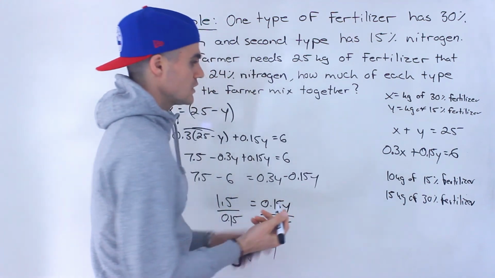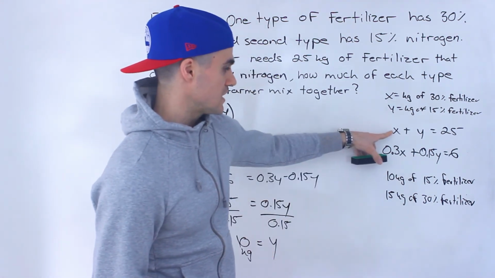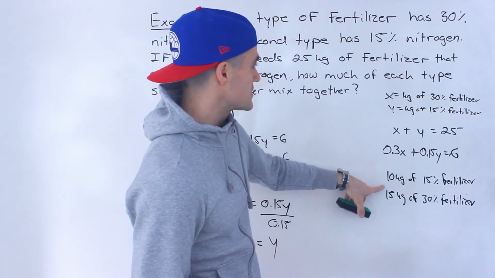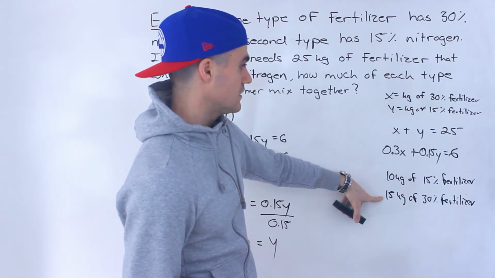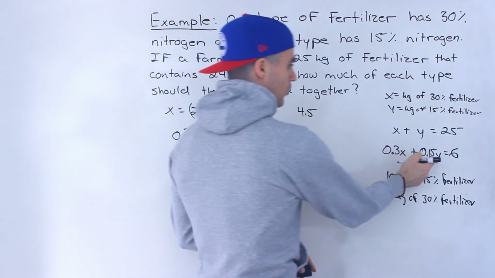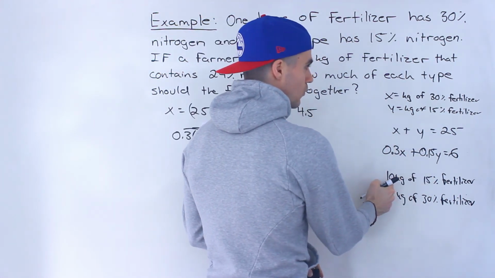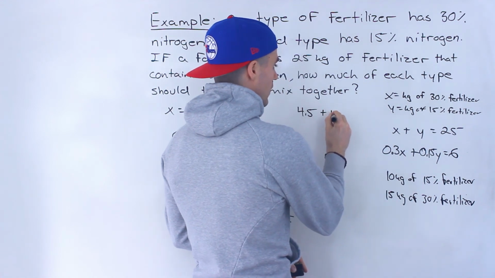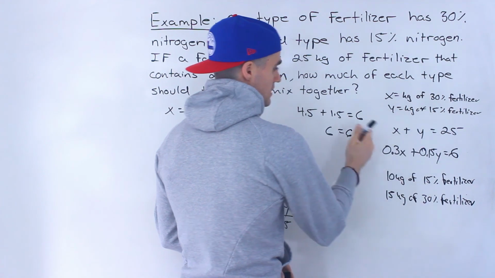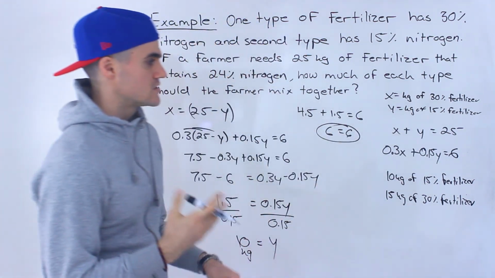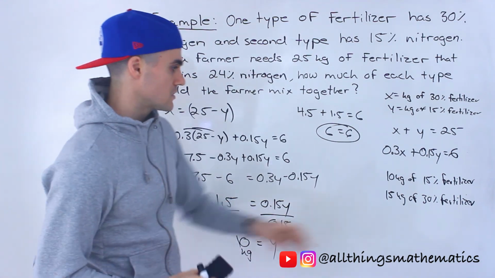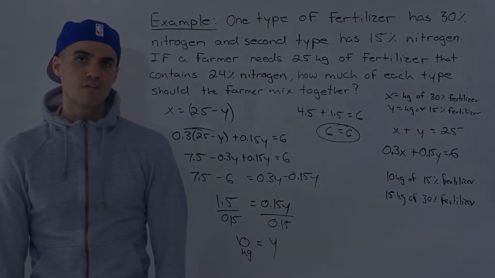So those are the final answers, and then you could check your answers, right? 10 plus 15 is 25, and then 0.3 times x, which is 15, would give us 4.5, and then 0.15 times 10, the y, would give us 1.5, and notice how that indeed is going to give us 6. Left side is going to equal right side. So in both equations, it verifies, it checks out, so we can be pretty confident that that is the final answer.